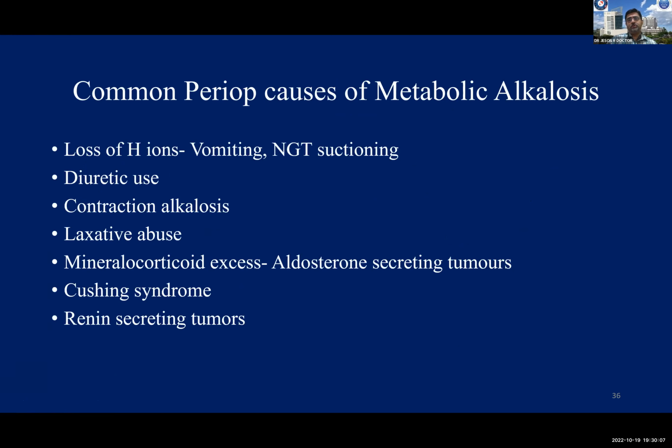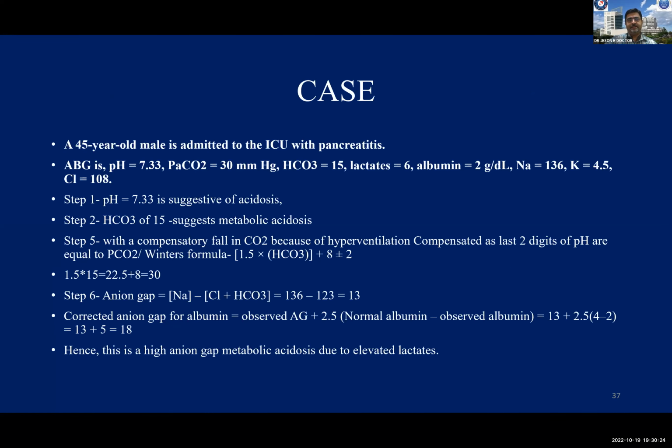So perioperative causes of metabolic alkalosis are when there is laxative abuse, diuretic use, contraction alkalosis, renin secreting tumors, mineralocorticoid excess, Cushingoid syndrome, and whenever there is a loss of hydrogen ions like vomiting and nasogastric tube suctioning. So let's move on to the case scenario. We understand better with this.